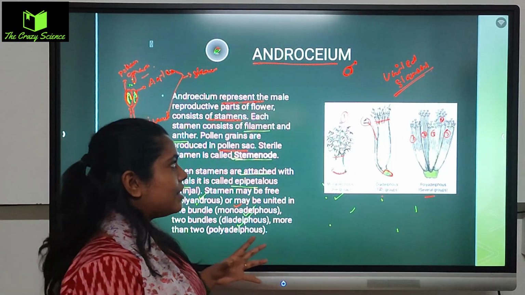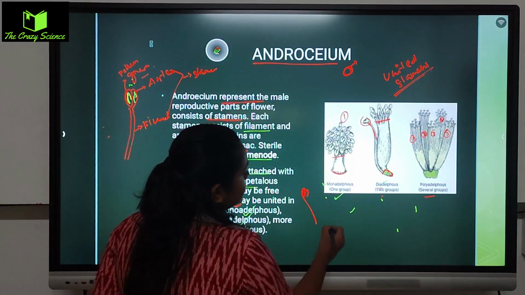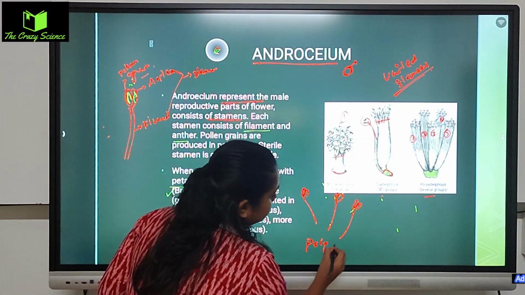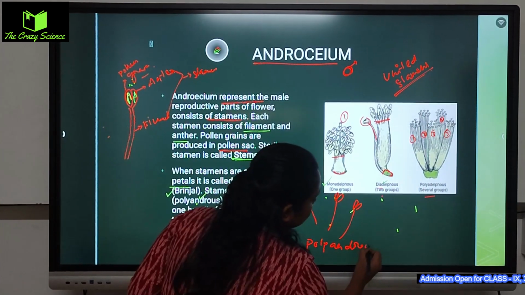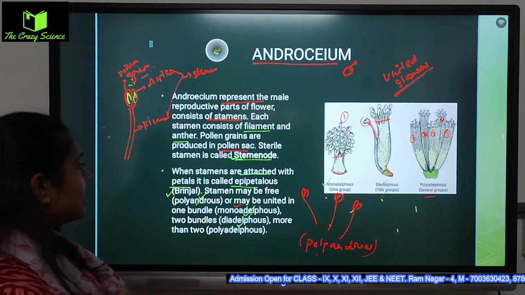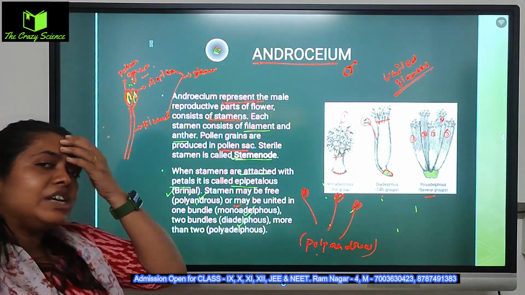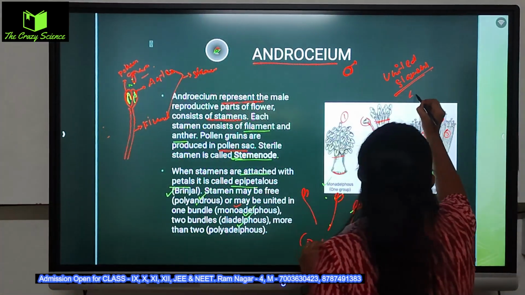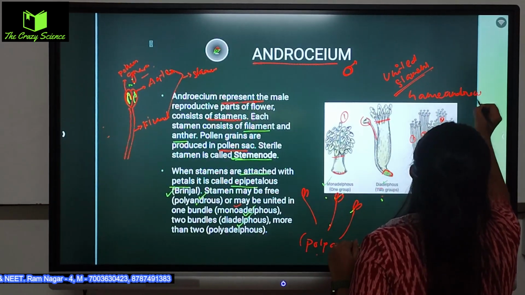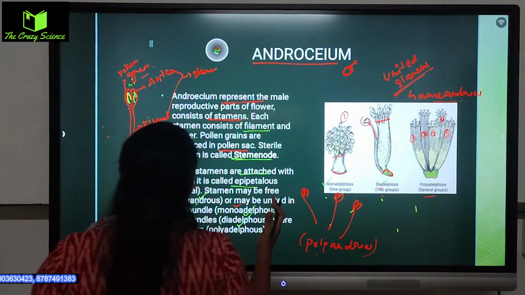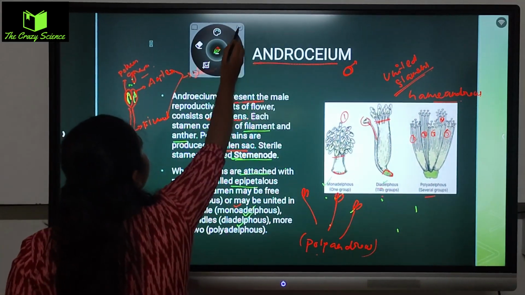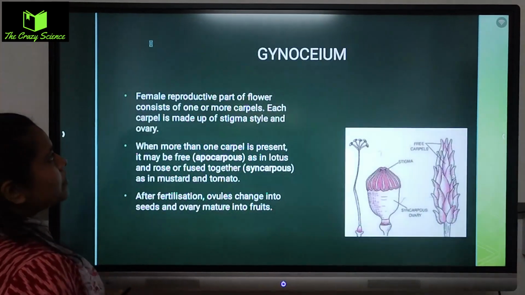If they are not together, if they are just separated like this, they are called polyandrous. Okay, they are called polyandrous, but if they are connected to each other, they are called gamoandrous. Just as we studied poly- and gamopetalous, in the same way the androecium part is also connected with the thalamus or the petals. Okay, moving to the last slide, that is the female reproductive part.